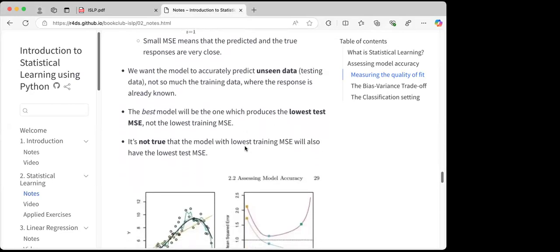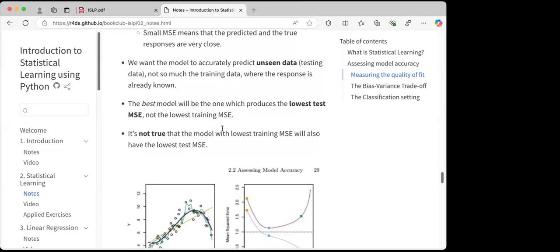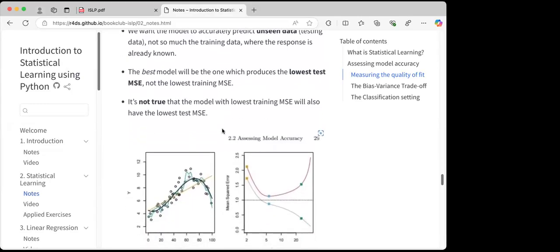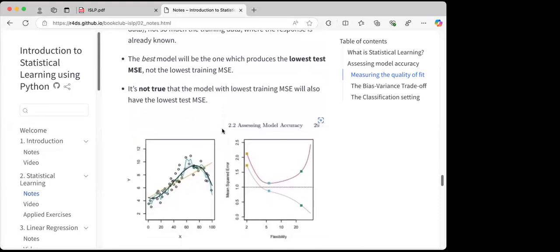But the best model will be the one which produces the lowest test error. So not the lowest training error. As a matter of fact, we don't mind much about the training error, because that's not why we are doing this exercise. It's not true that the model with the lowest training error will also have the lowest test error. That's not true.